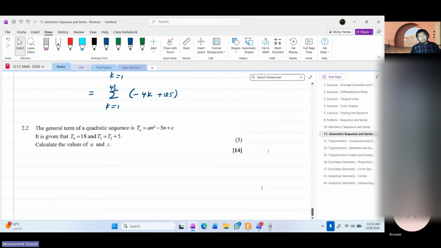The general term of a quadratic sequence is this, right? The general term of the quadratic sequence is an squared minus 5n plus c. It is given that term 4 is 18.